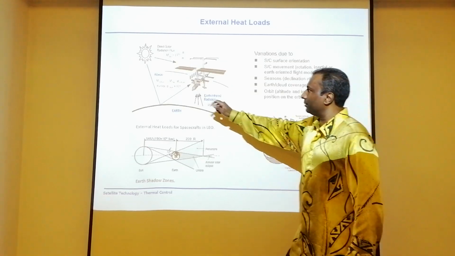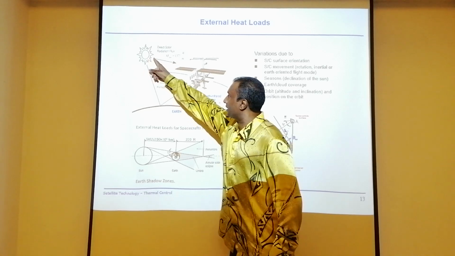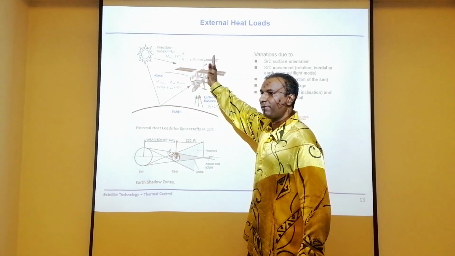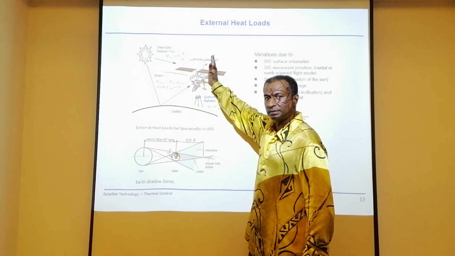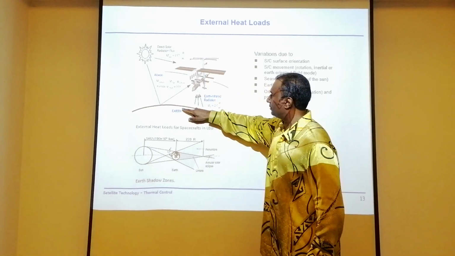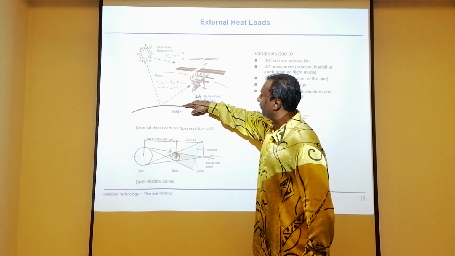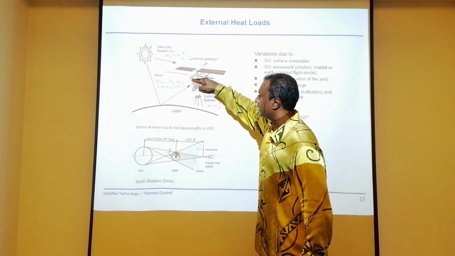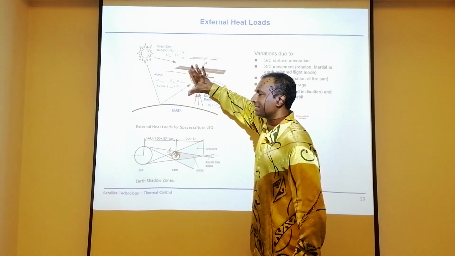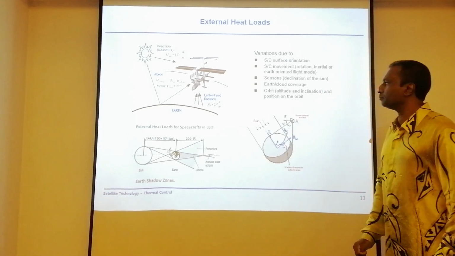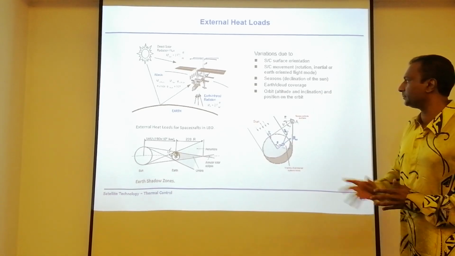What I'm saying is that if this is normal to the surface, 90 degrees, you will have a maximum heat generated. Here, Earth, planet Earth, it's the same thing. You have heat, and normal, you will have maximum heating.